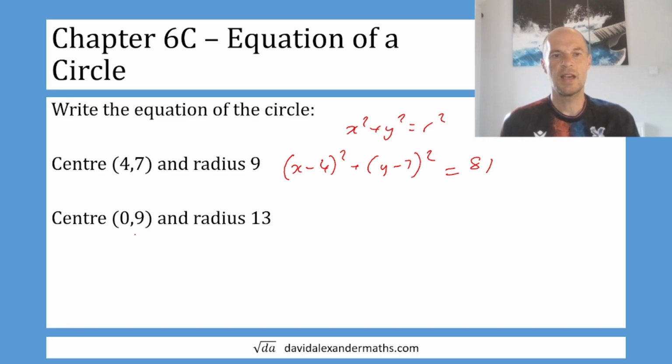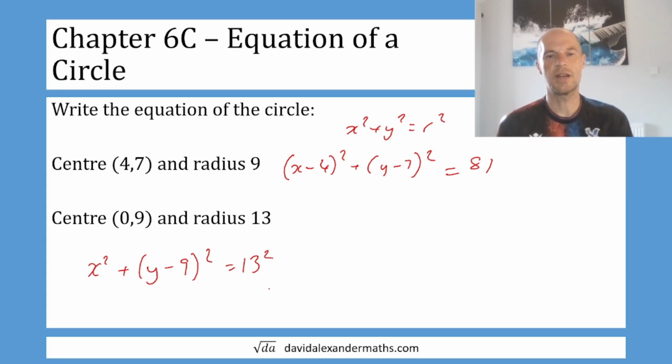Easy peasy. And for this next example, the x coordinate is 0, so that will simply result in an x squared plus the y coordinate is positive, so that's going to be y take away 9 squared equals the radius squared, which is just 13 squared. We can work that out. I believe 13 squared is 169. So two ways we could write it, 13 squared or 169.